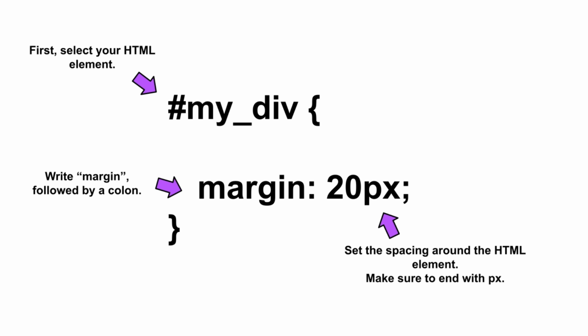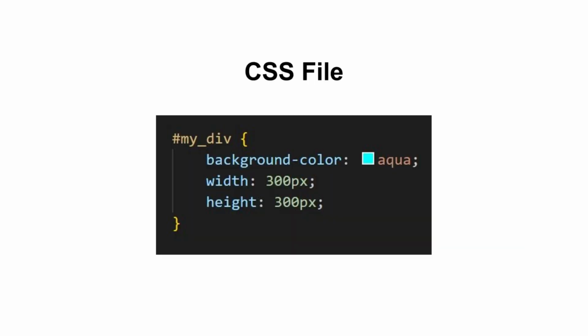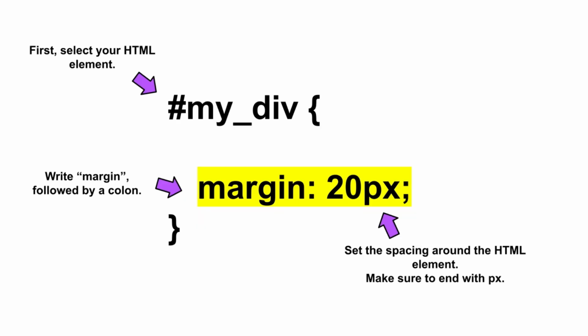Now, to set a margin size for your HTML element, write a margin property after selecting your HTML element. As you may know, I have already written many CSS properties from my HTML element. Just write your margin property after the other properties. I will not show them here for the sake of conciseness.